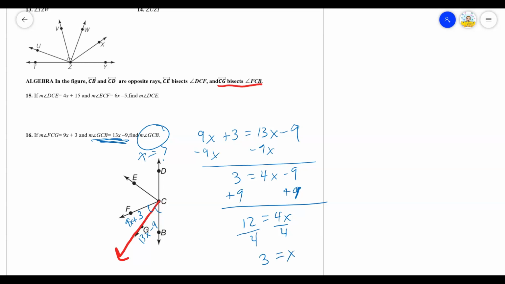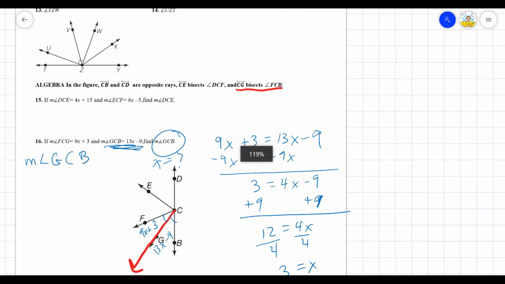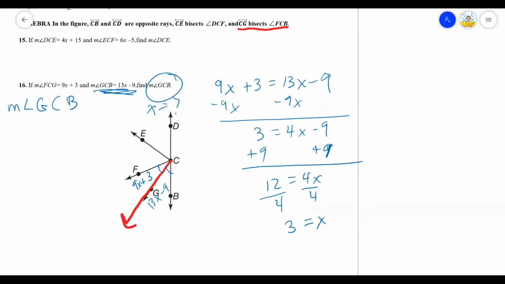And now the final situation here is to solve for angle GCB, which again we can just plug right into now that we know that x equals 3. So tell me what you get for the measure of angle GCB. Okay, so hopefully we just took 13x minus 9 and plugged 3 into that. So I have 39 minus 9 is 30. So the measure of angle GCB should just be 30 degrees if we did that correctly.